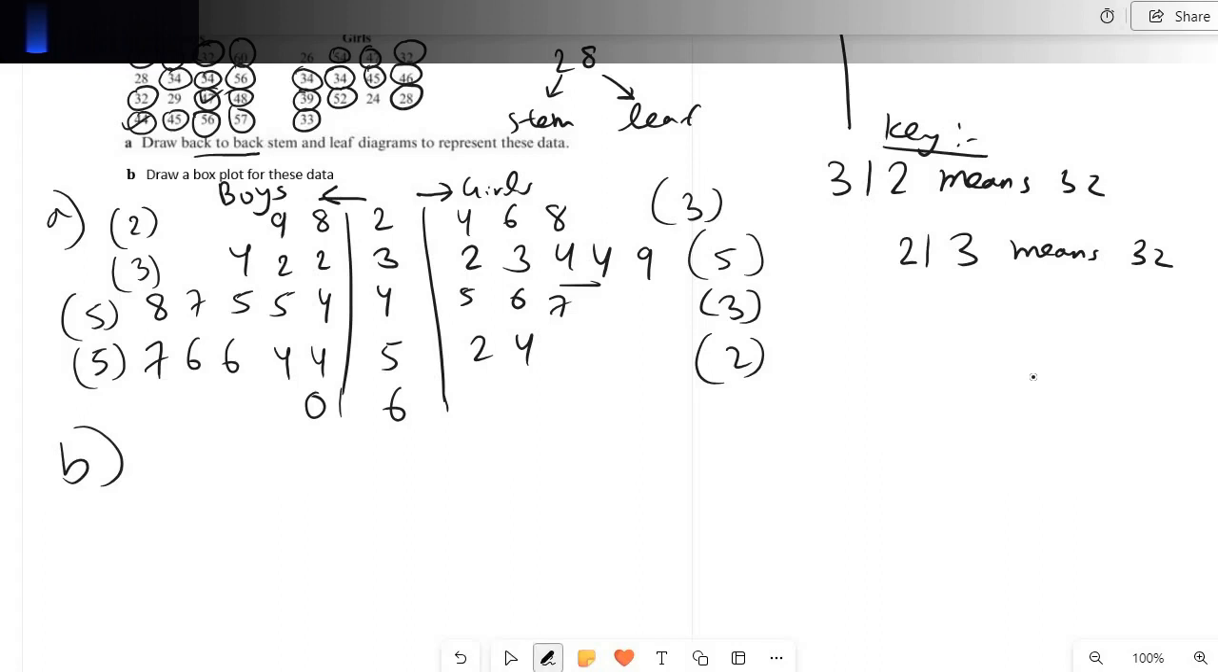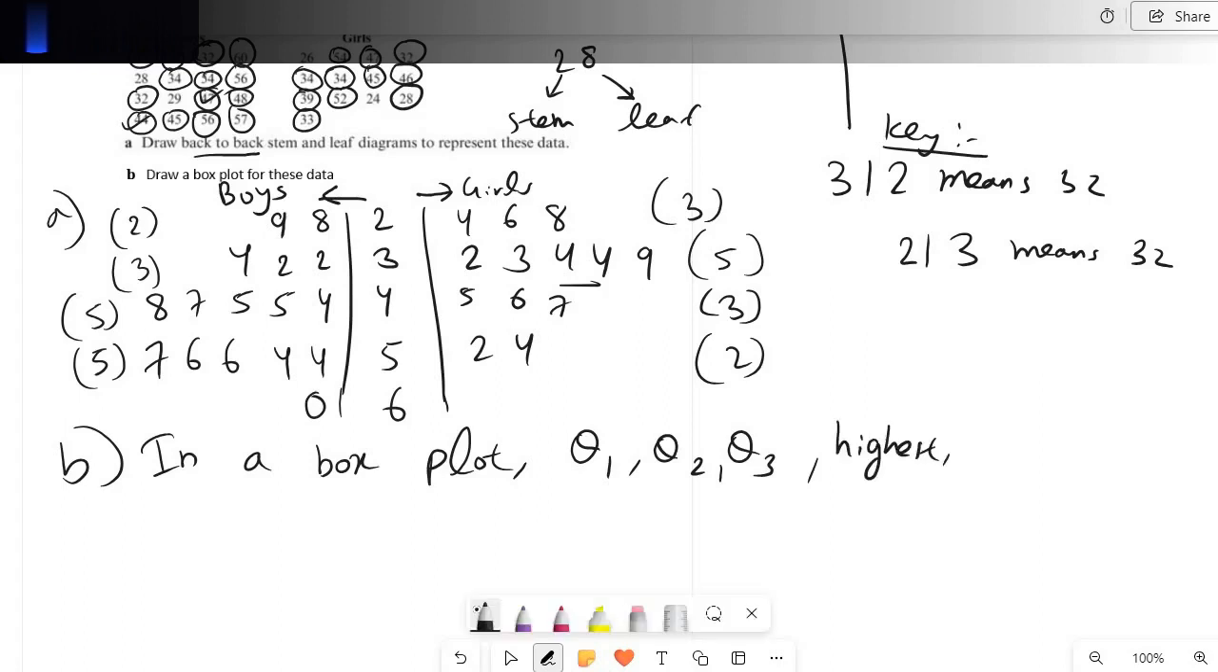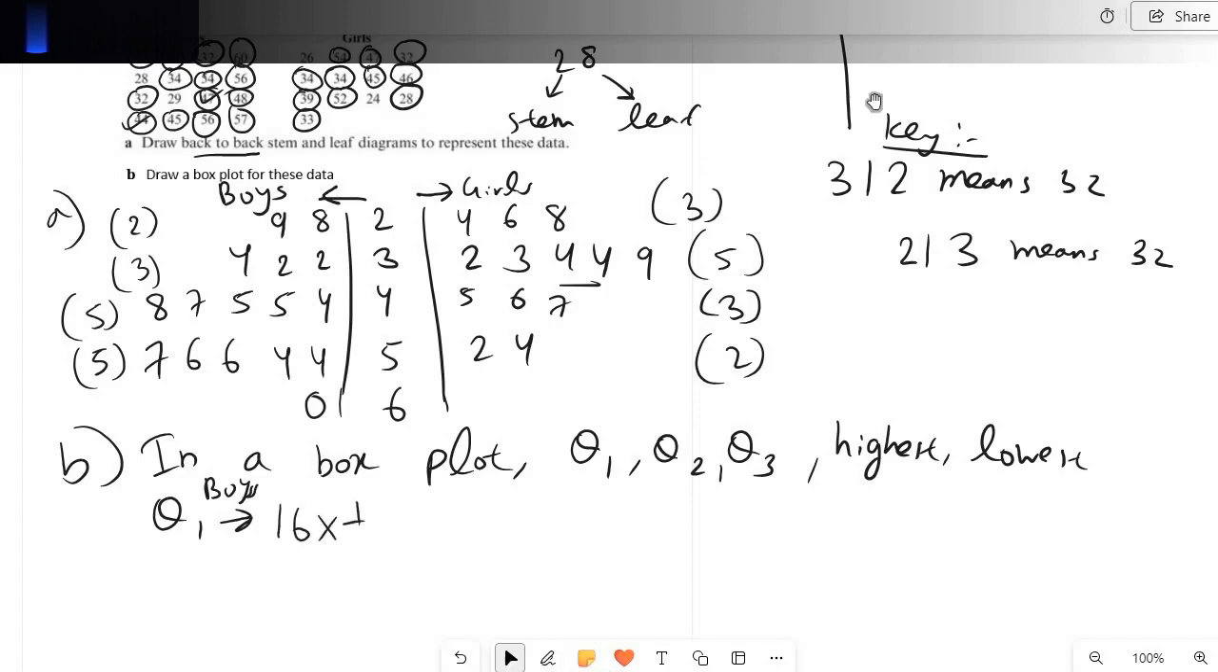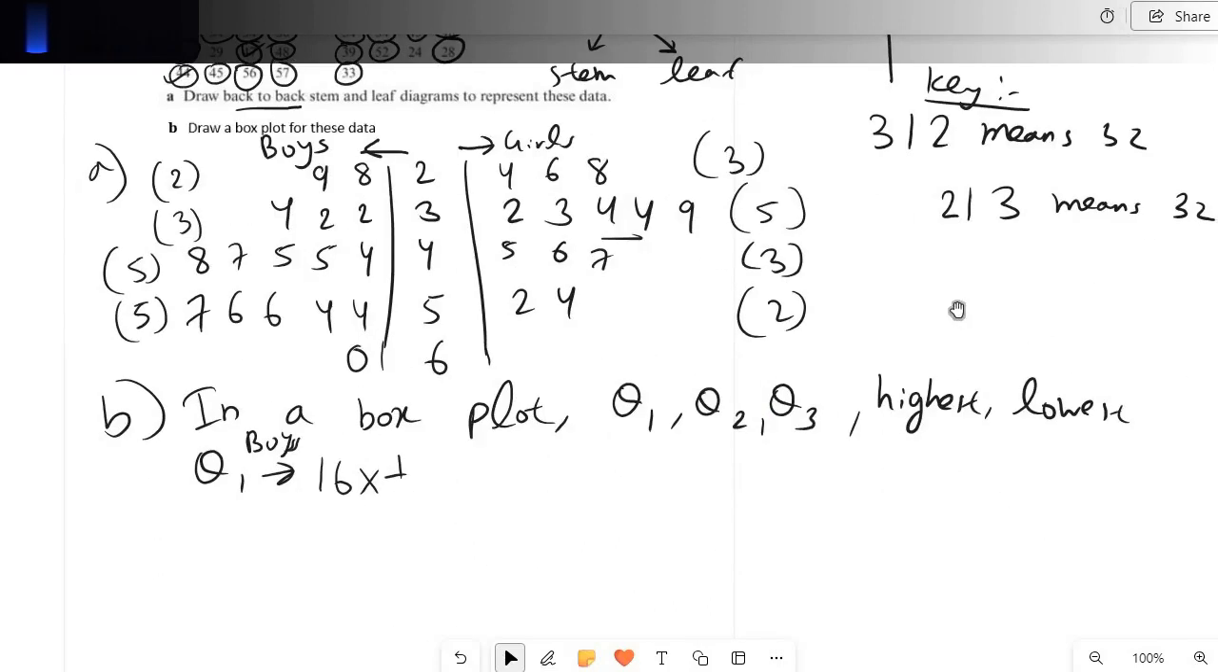If you remember from our previous video, in a box plot, there are several features that have to be addressed or shown properly. So for a box plot, we need to have Q1, Q2, and Q3 respectively, which are the quartiles. Then we need the highest value and the lowest value. So let us find those first. For Q1 for boys, the lower quartile is going to be 16 multiplied with 1 by 4, because as you can see, there are 16 boys. So using the rule for n divided by 4, it's going to give us 4, which is a whole number.